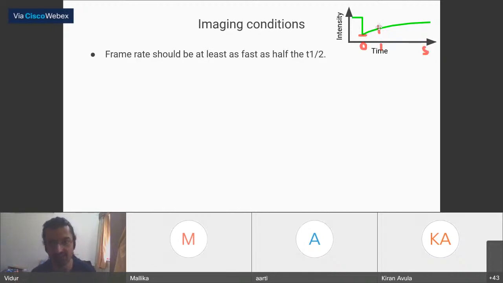Since you don't know what baseline you're starting from, the calculation of T half as well as the mobile fraction will be completely skewed, because now you started from a region which is much above the post photo bleaching region. So your frame rate should at least capture 2 time points before your T half, so that you can have an accurate estimate of where the post recovery profile started from. So that is the first thing to keep in mind while doing this experiment.